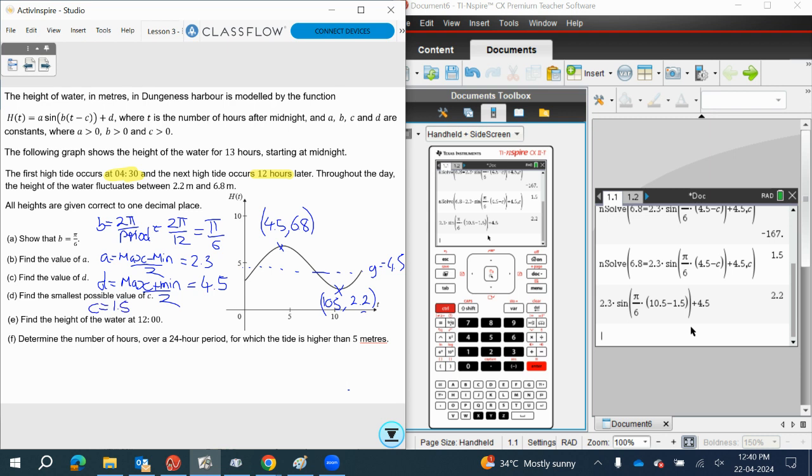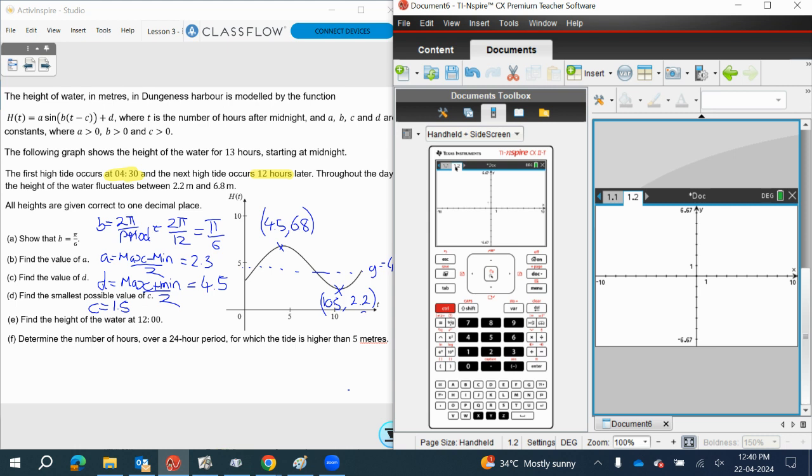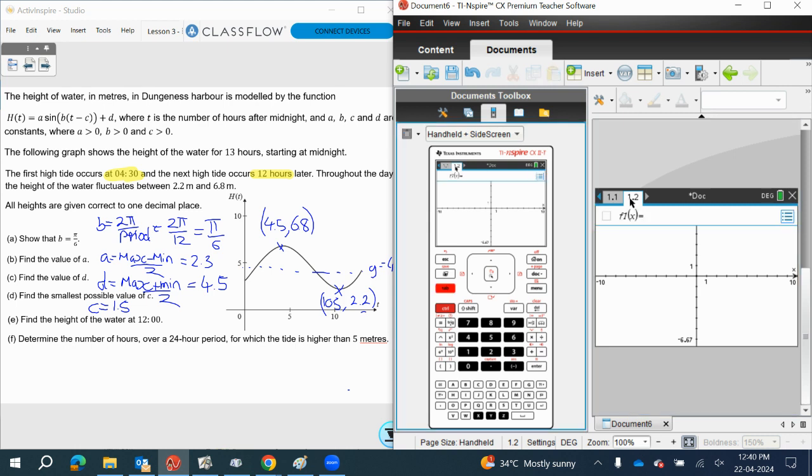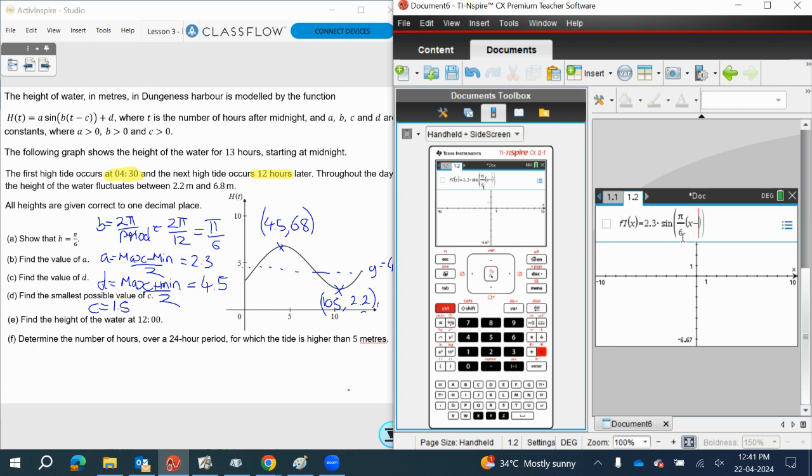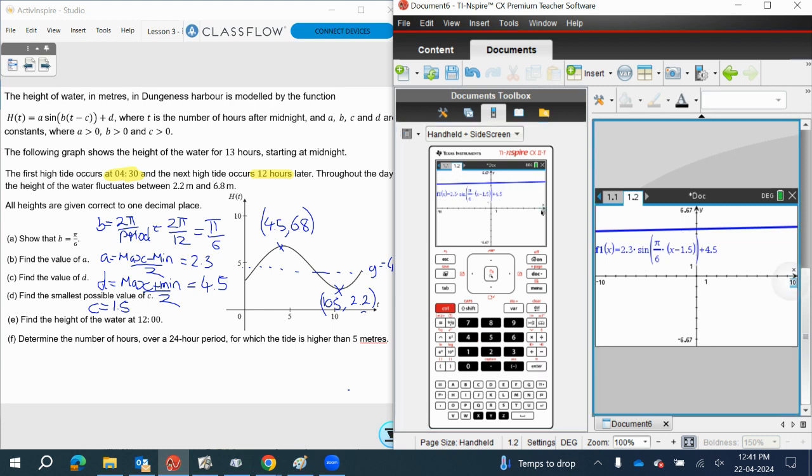The last thing to do is to do the modeling question. So we need to type all this information in here. What's our A value? 2.3 times the sine of our B value, pi over 6 times x minus 1.5, plus 4.5. So here is our graph.